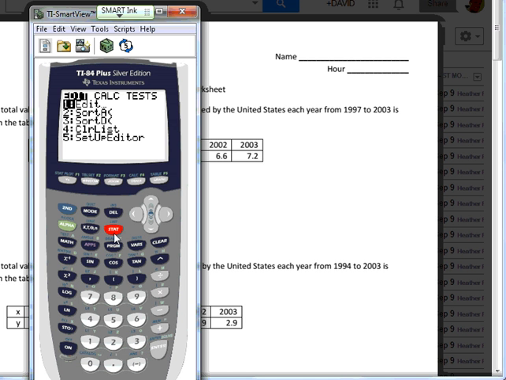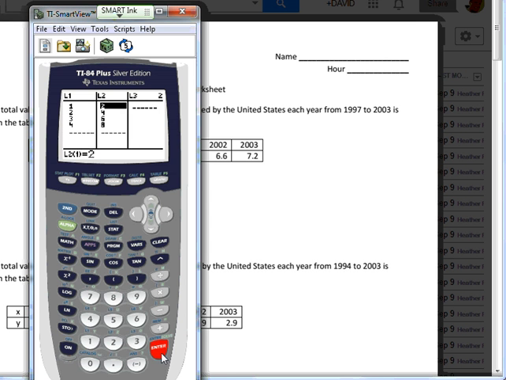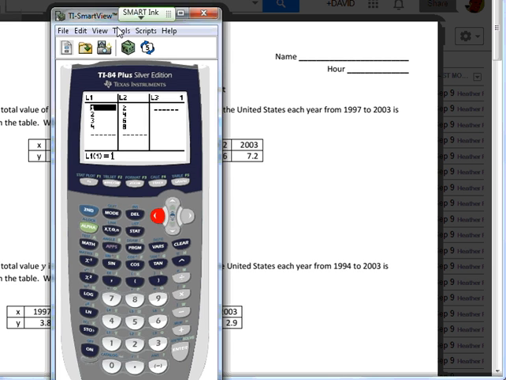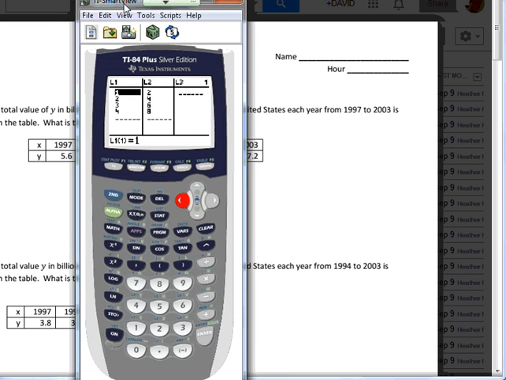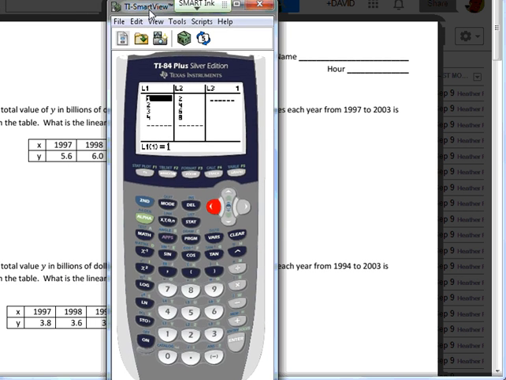So grab a calculator, go back to stat, and we have to edit our list. Go to the L1 list, and if I were you, I'd type in all the L1s first, because they usually go in order, so it'll go faster that way. 97, 98, 99, 2000, 2001, 2003. It starts in 1997, keep going till you hit 2003. 1997, 1998, 1999, 2000, 2001.